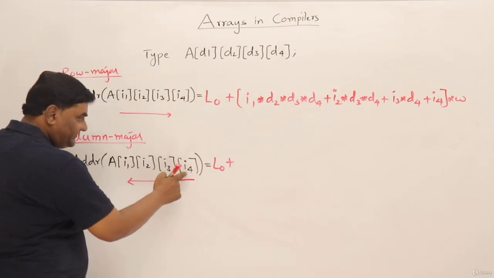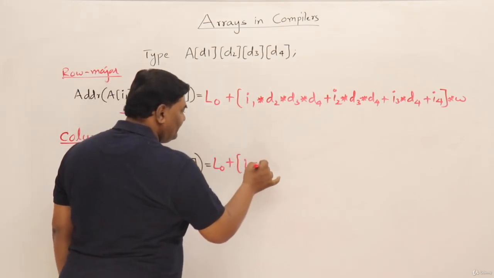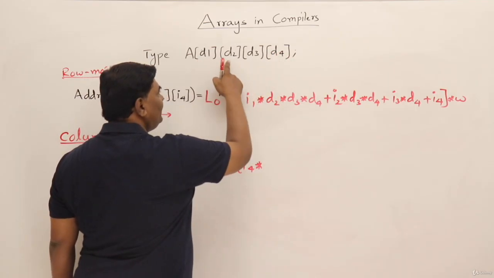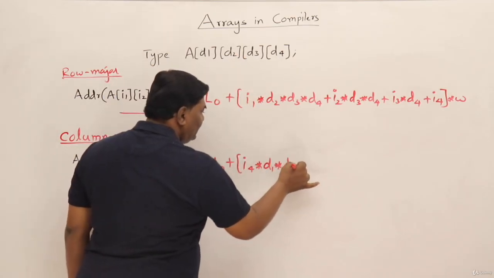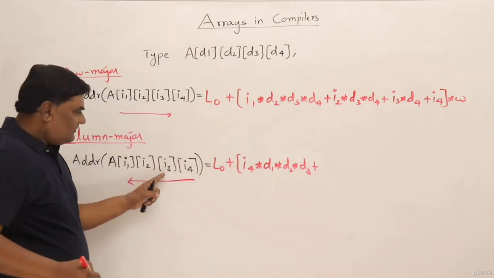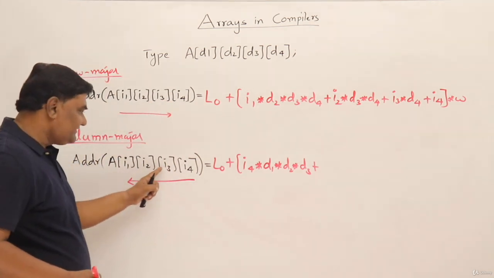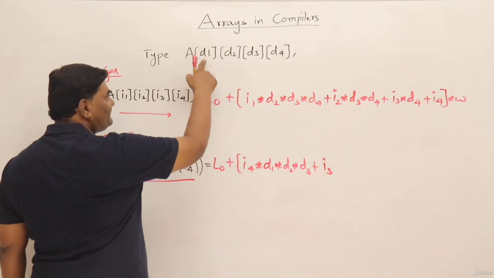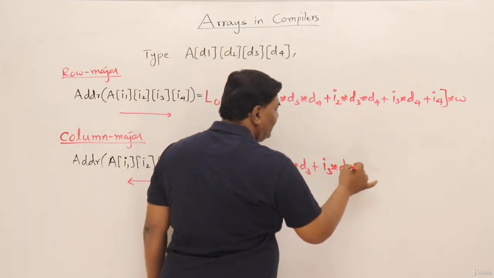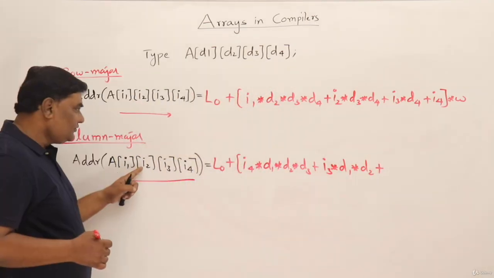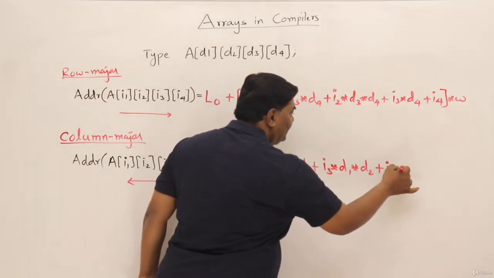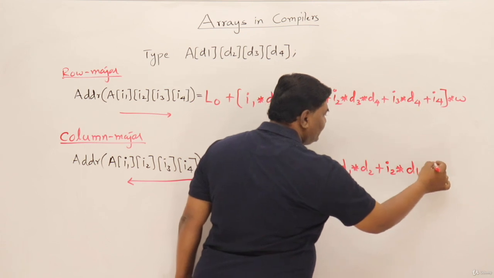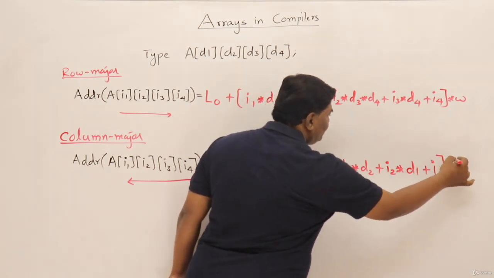L0 plus, first one is index 4, so I4 multiplied by, see this is dimension 4, so take all those dimensions before dimension 4, so D1, D2, D3, D1 into D2 into D3 plus, now this one we are moving from right to left, so next is I3, index 3, so go to dimension 3 and take all the dimensions before dimension 3, so this is D1 and D2, so multiplied by D1 and D2 plus I2, I2 multiplied by, go to dimension D2 and take all the dimensions before that, so that is D1, plus, this is I1 multiplied by W.